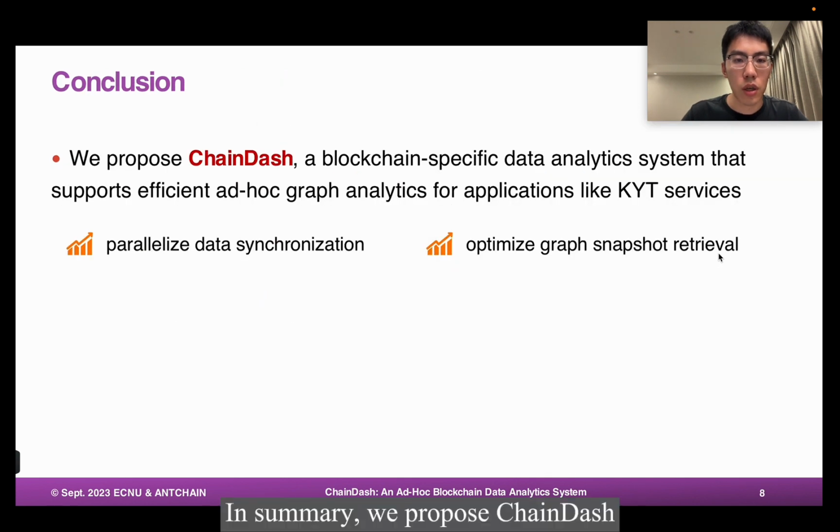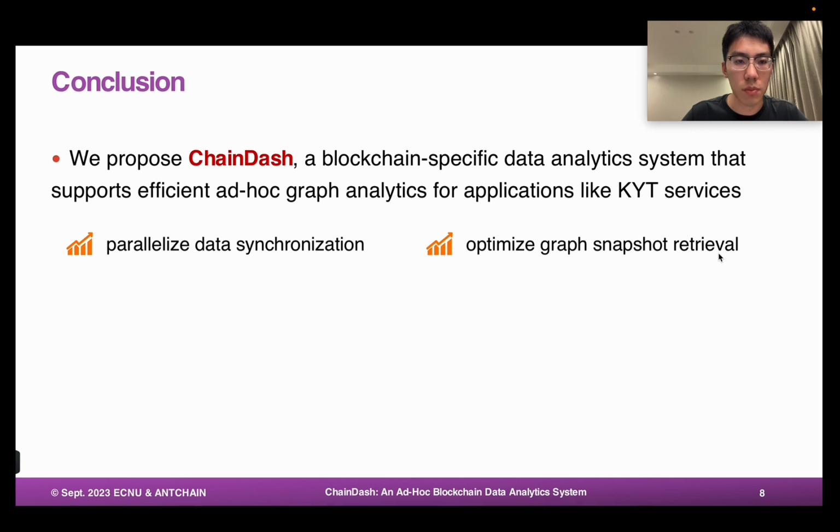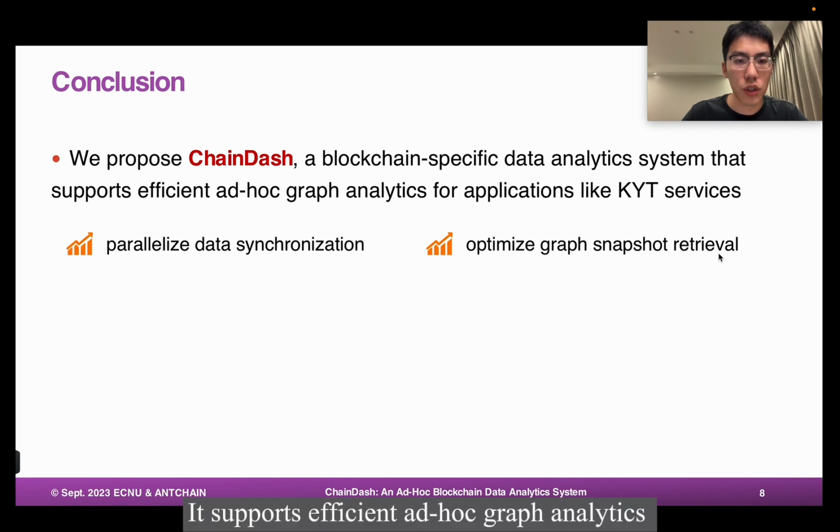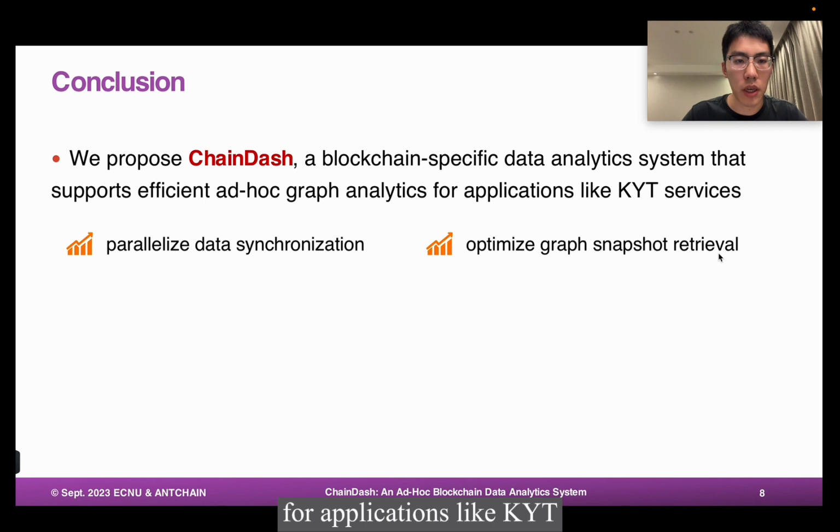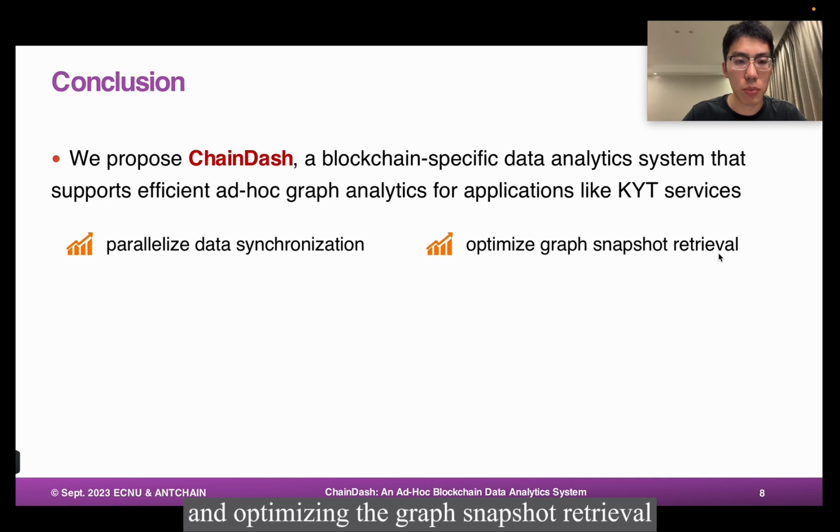In summary, we propose ChainDash, a blockchain-specific data analytics system. It supports efficient ad hoc graph analytics for applications like KYT. By parallelizing the data synchronization and optimizing the graph snapshot retrieval, ChainDash can effectively meet the demand for ad hoc graph analytics of arbitrary time windows.